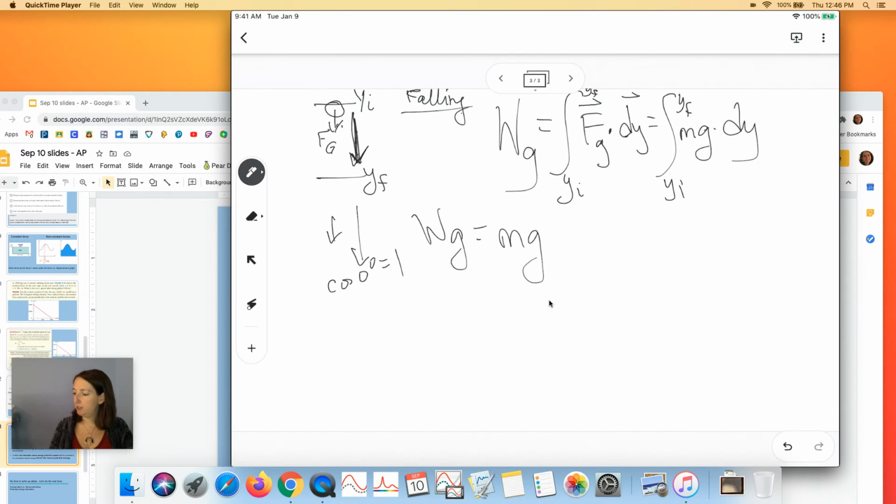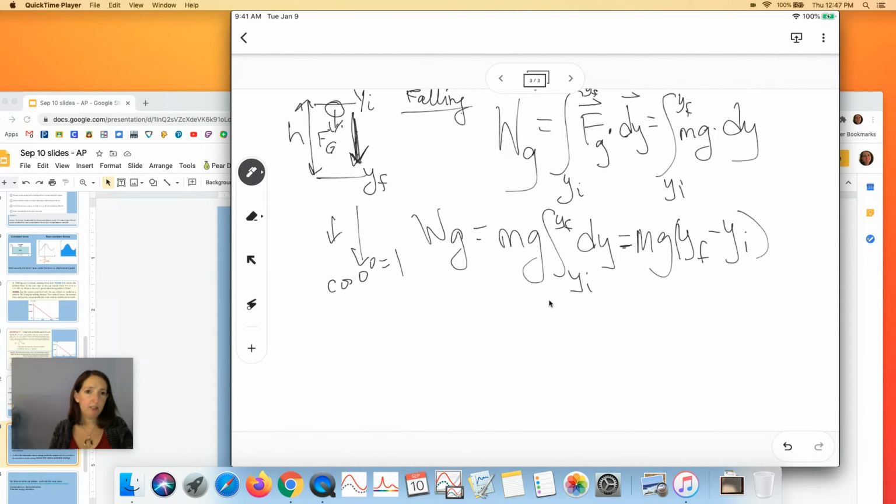Obviously mg is a constant, so it can be pulled out. And so I have mg times the integral from yi to yf of dy. The integral of dy is just y, and if we evaluate at the top one and then subtract the evaluation at the bottom one, you get that. So if I say that the magnitude of the distance that it fell is h, then the work due to gravity is what?